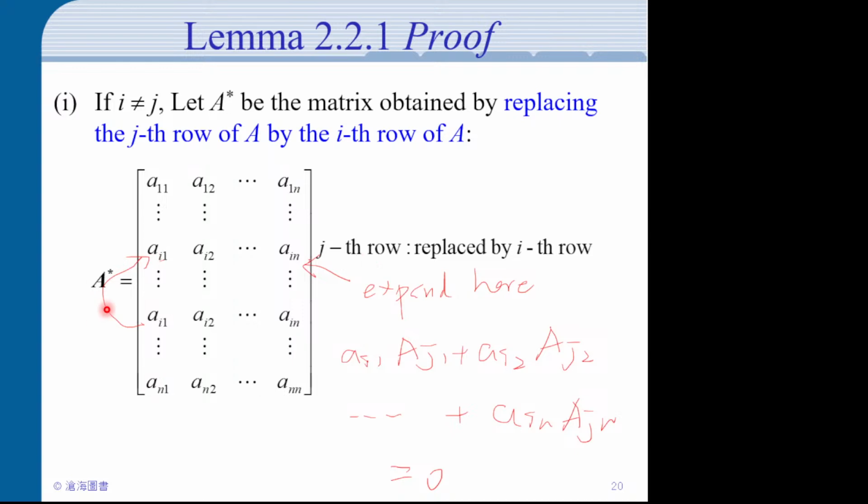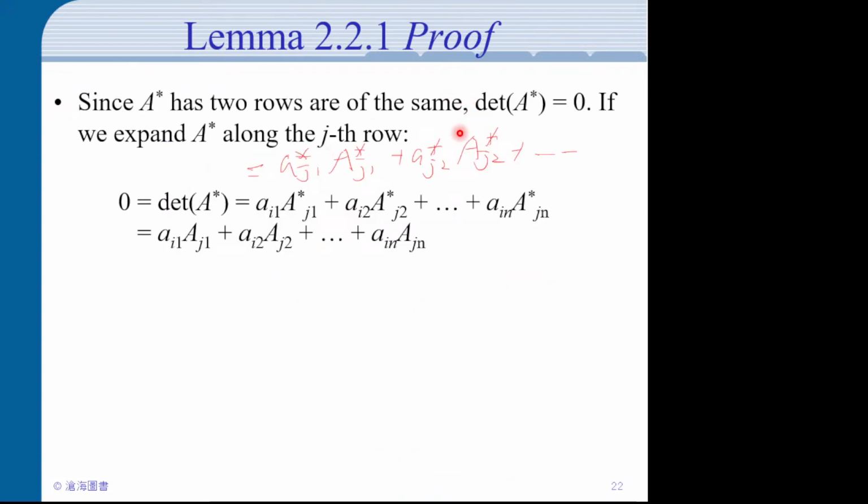So the cofactor of A star on the jth row should equal the cofactor of A on the jth row. Then you go back to this weird equation we had before: a i1 times big A j1, plus a i2 times big A j2, and all those things should equal the determinant of A star. Okay, any question?